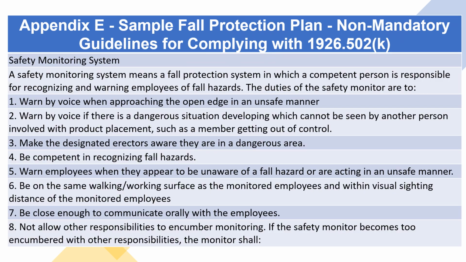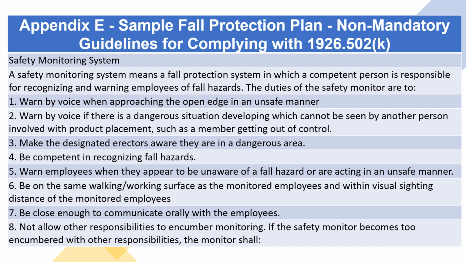Safety monitoring system. A safety monitoring system means a fall protection system in which a competent person is responsible for recognizing and warning employees of fall hazards. The duties of the safety monitor are to 1. Warn by voice when approaching the open edge in an unsafe manner. 2. Warn by voice if there is a dangerous situation developing which cannot be seen by another person involved with product placement, such as a member getting out of control.